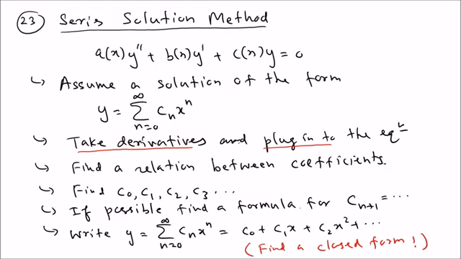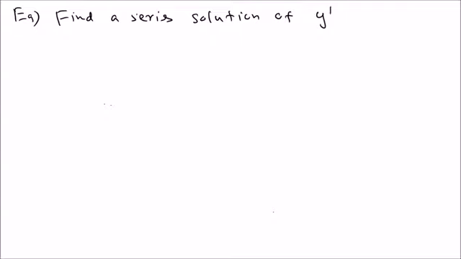So let's look at a problem and see how it's going to work. We can start with the first order equation. So, example: find a series solution of y prime plus 3y equals 0. We're going to try to find a solution for that. y prime plus 3y equals 0. Again, we're just going to follow the steps.